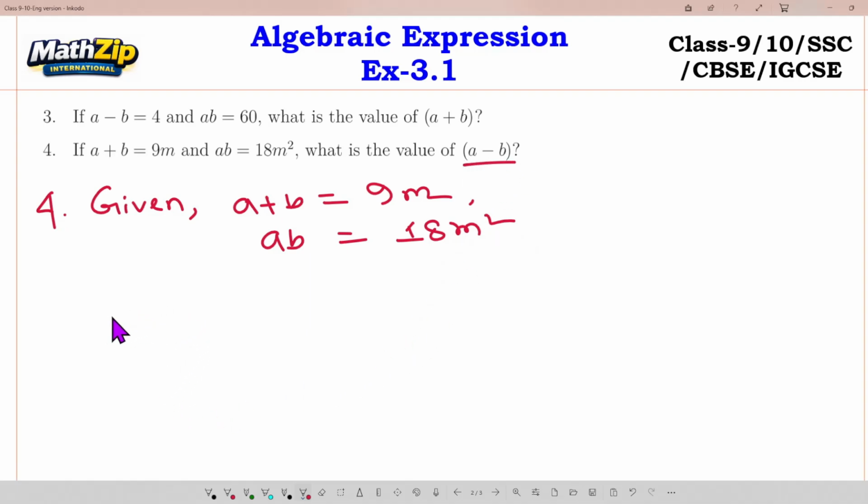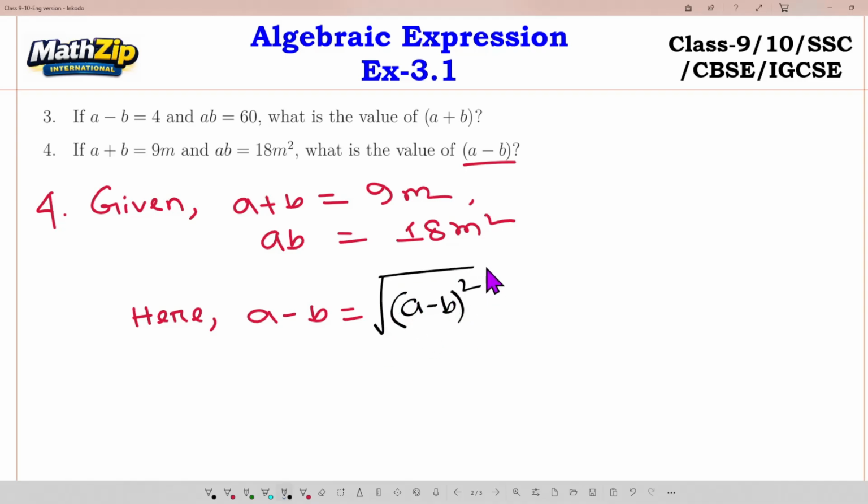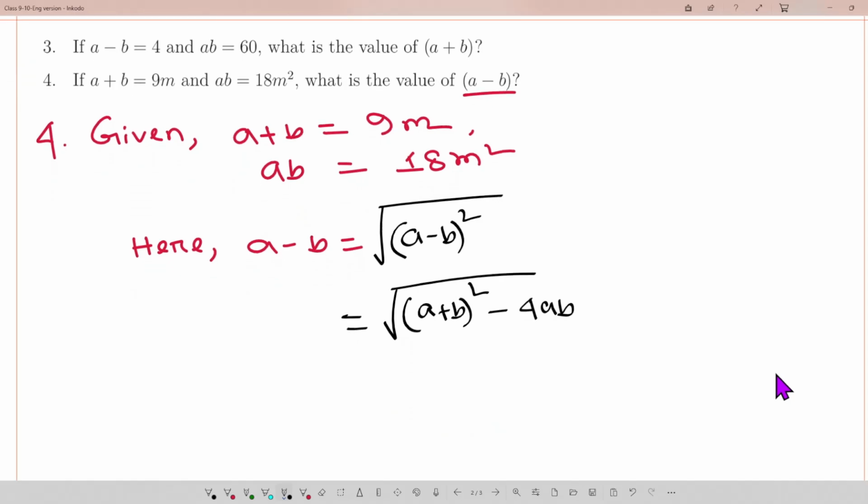Same thing here. A minus b, we can write as a minus b whole square, and we can use a root sign. Then this a minus b, we can write as a plus b whole square minus 4ab, and also the root sign.